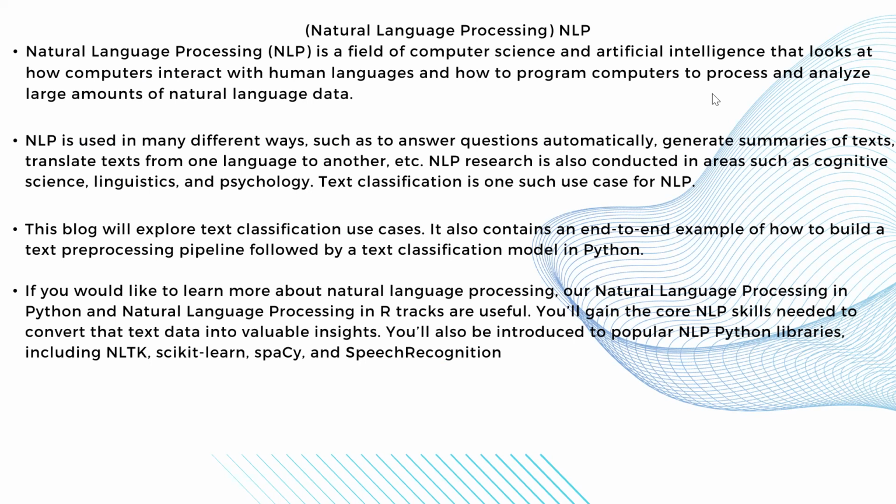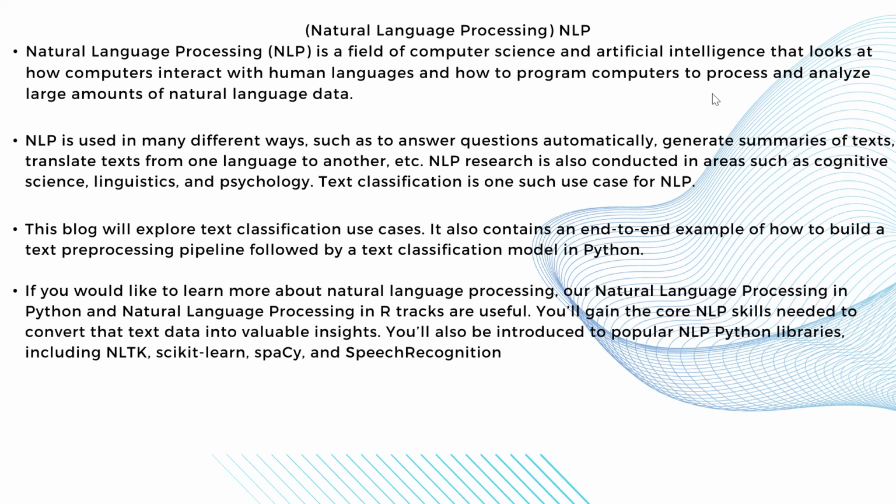NLP is used in many different ways, such as to answer questions automatically, generate summaries of text, translate text from one language to another, etc. NLP research is also conducted in areas such as cognitive science, linguistics, and psychology. Text classification is one such use case for NLP. This blog will explore text classification use cases. It also contains an end-to-end example of how to build a text processing pipeline, followed by a text classification model in Python. If you would like to learn more about natural language processing, our natural language processing in Python and language processing in R tracks are useful.